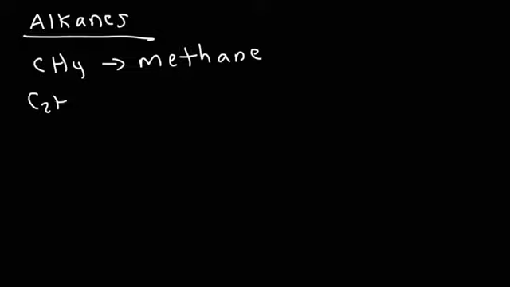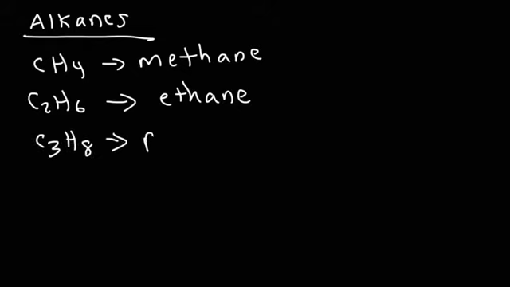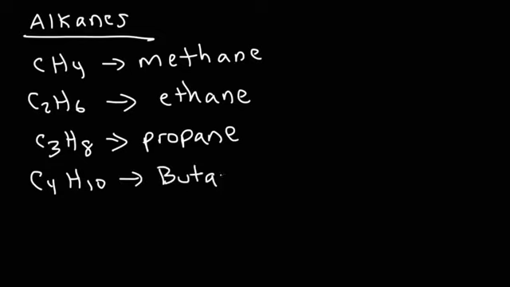A 2-carbon alkane, C2H6, is known as ethane. C3H8 is called propane. C4H10 is known as butane. So alkanes generally follow this formula, CnH2n+2.